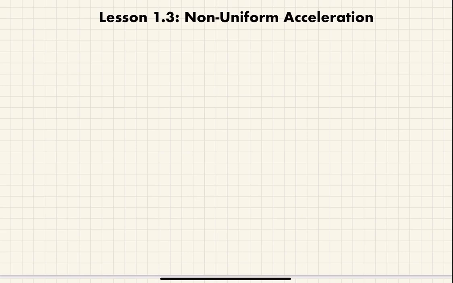Uniform acceleration had 5 equations that we just used. Non-uniform acceleration actually only has 4, and it's a bit different than usual. So here, the only quantities we're going to be using are position, velocity, acceleration, and also occasionally time, not as important as the other 3.